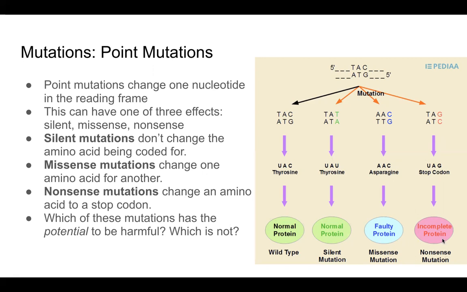So this ends up with translation ending, and this can have really drastic effects. If you change the DNA so that you're halfway through translation and you come across a stop codon, you're going to be missing the other half of the protein, the other half of the amino acid sequence, and that's going to have drastic effects. So a lot of the time this is a very harmful mutation.